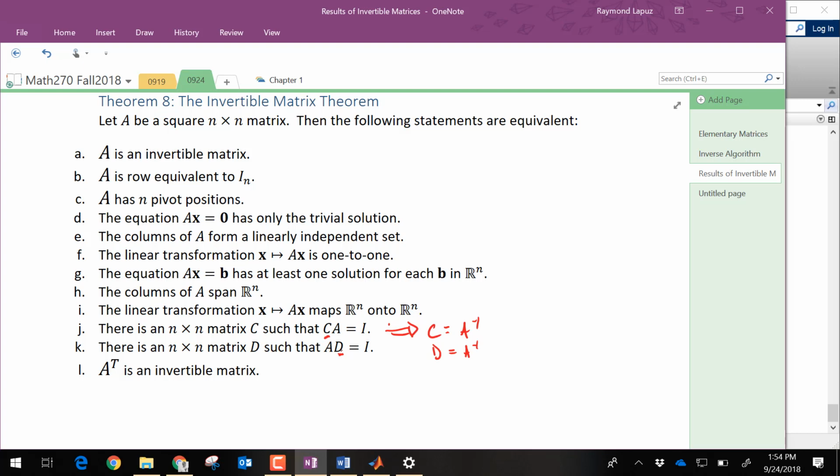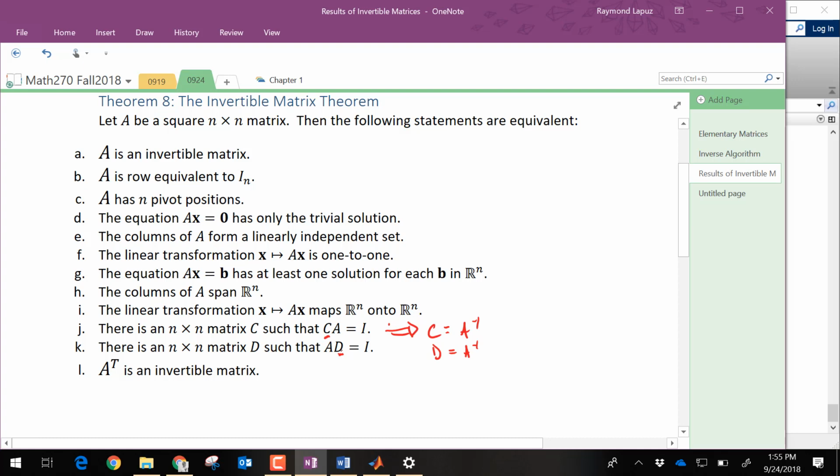Say it again. Yeah, C could be D. I mean, I think for the sake of having more bullet points, they separated this into two different things where it could have just been set into one, because that's how the definition of inverse is. You multiply it on the left and you multiply it on the right, you get the identity. So here they separated it for some reason.